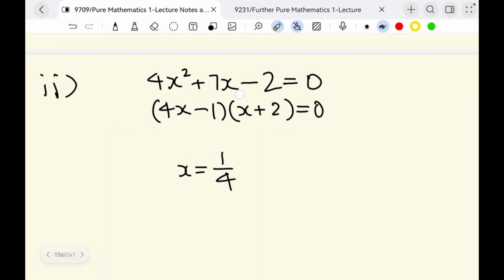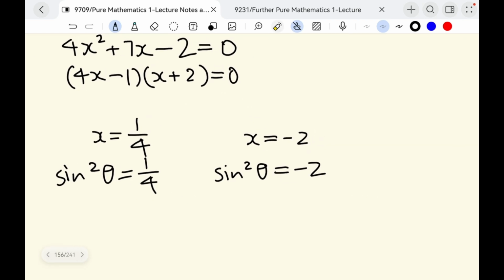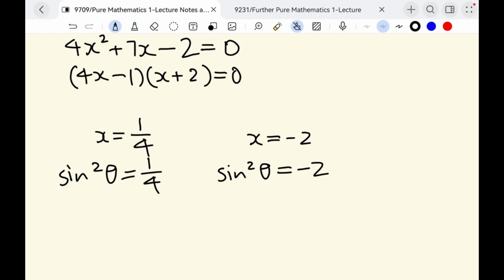So in the end, its original solution is theta, so you have to substitute back: sine square theta equals 1 over 4. Meanwhile, for x equals -2, sine square theta equals -2. But every math student knows that it is impossible to square root -2, because if you take the square root of a negative, it will form a complex number. Plus, sine theta is impossible to have a magnitude greater than 1.